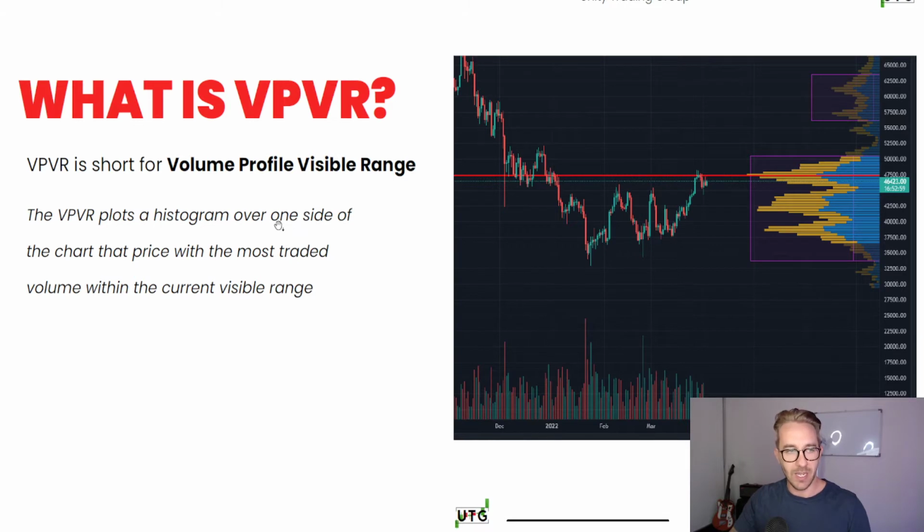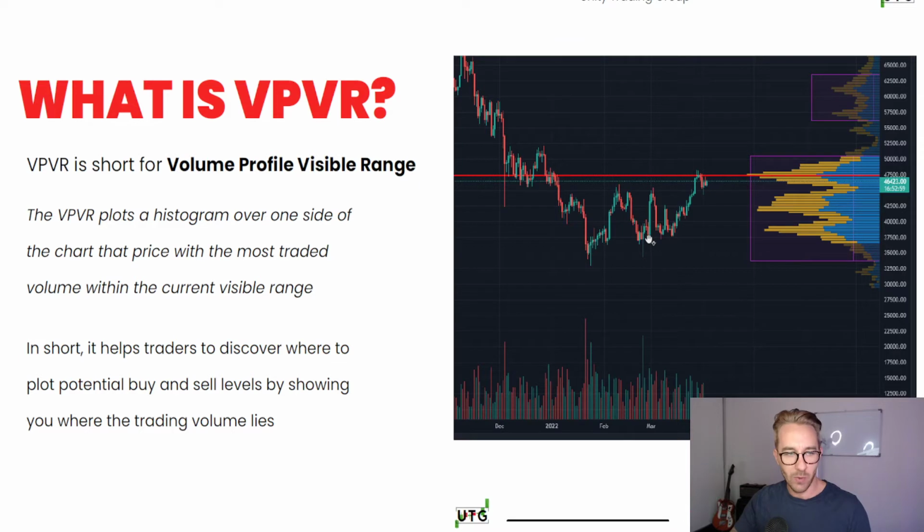What that does is show, on one side of the chart, the prices with the most traded volume within the current visible range. I'm going to identify and show you this a little bit more live in just a moment, but what these volume nodes are doing is showing you the trading volume within the range that you have on the screen. The VPVR is dynamic, so whatever data or trading range you are looking at on the screen, the volume profile will adapt to suit that trading range. In short, it helps traders to discover where to put potential buy and sell levels by showing you where trading volume lies. A really handy tool for identifying or confirming resistance and support, or supply and demand levels.